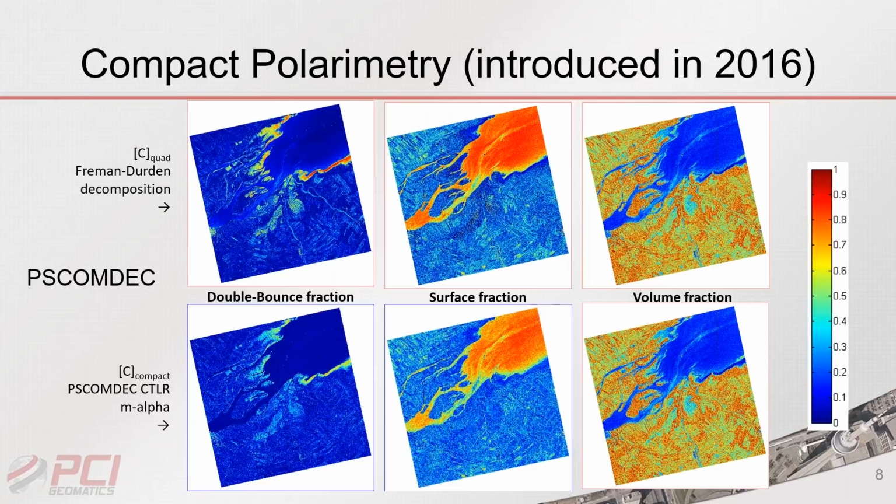So if you have a full quad data set today, you can use it to generate a compact pol data set. And then you can run similar analysis to see what the difference will be in terms of extracting information. And as you can see, the three illustrations on the screen are a pretty close match. The double bounce on the top and the bottom, the surface reflection and the volume reflection concur with each other very strongly.